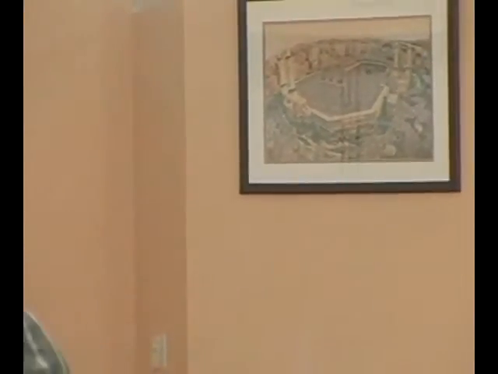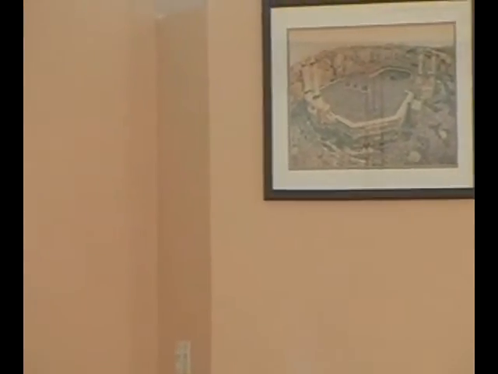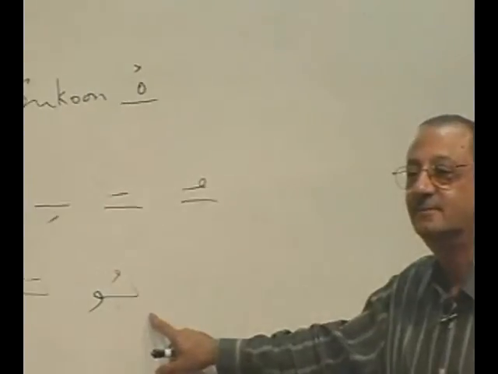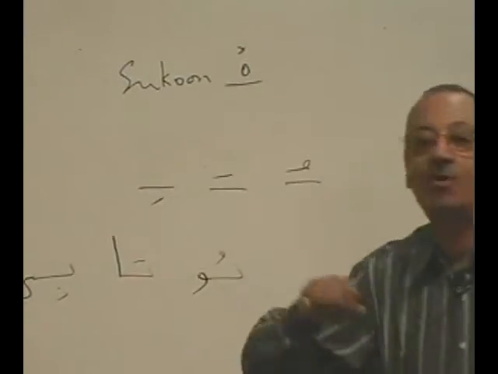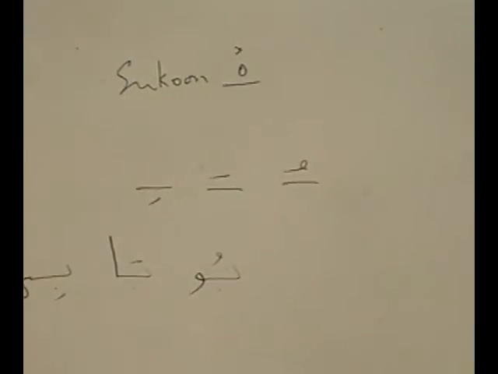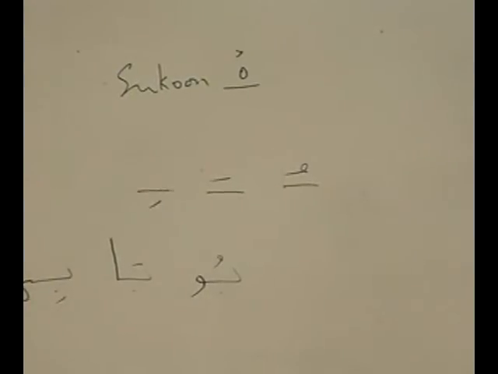Okay. Now, sukoon is not a vowel sign. Sukoon is not a vowel sign. What is sukoon then? Sukoon tells me that there is no vowel sign on the Arabic letter. Are you with me, brother? Okay. Where is the vowel sign here? On ba. What is on vav? It's a sukoon. Why? There is no vowel sign.